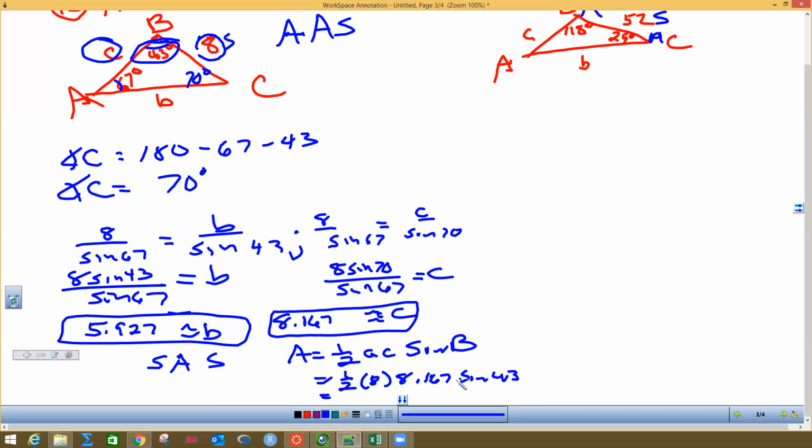My calculator's dead. Huh? My calculator's dead. Is it rechargeable? It's in my car right now. It's hard to use in your car. What do you get? 22.2.